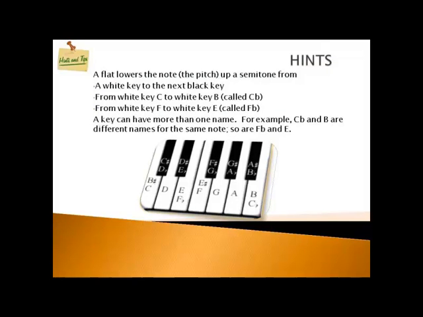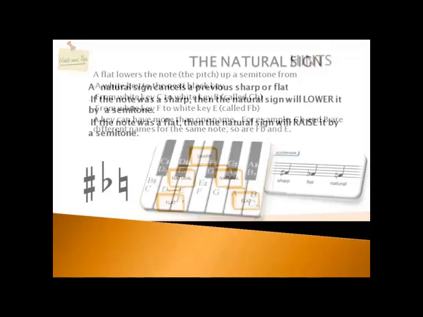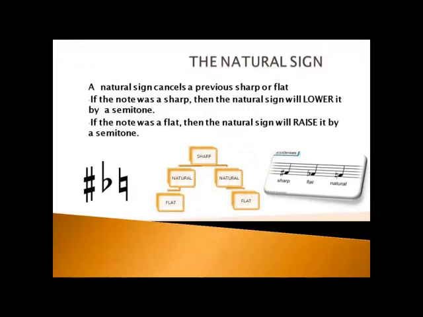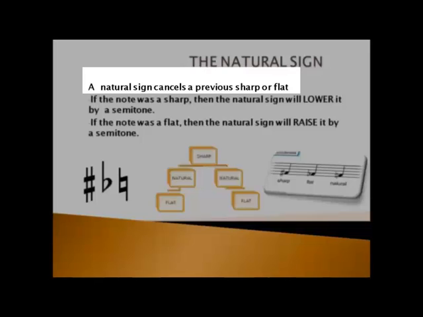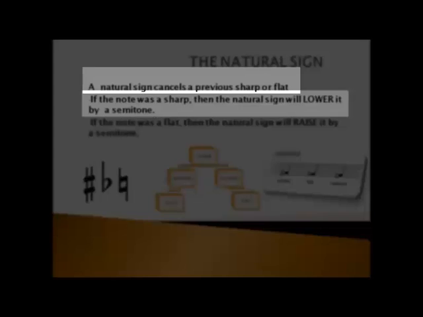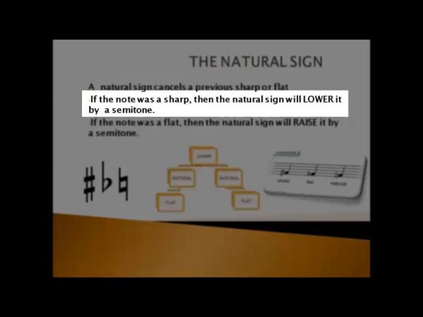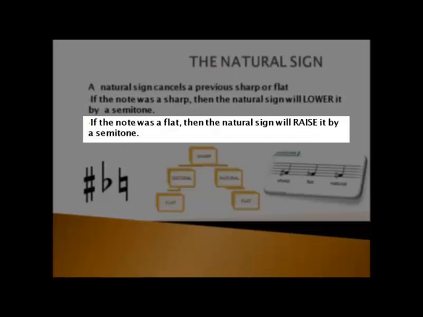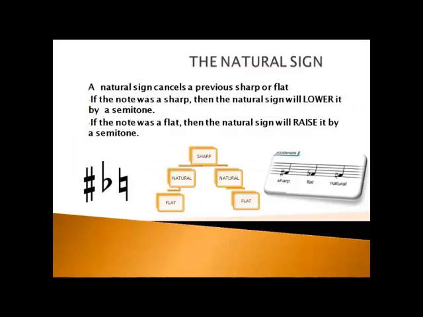And the third accidental that we need to know about is the natural sign. The natural sign is going to cancel out any previous sharp or flat. So if the note was a sharp and you write a natural sign, it's lowering it by a semitone. If the note was a flat and you write in a natural sign, it's going to raise it by a semitone.